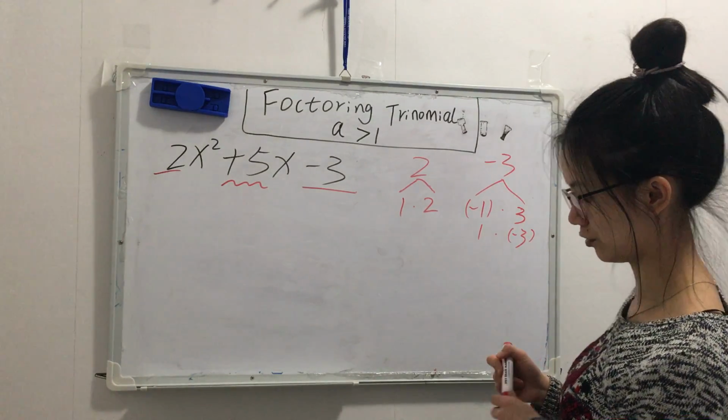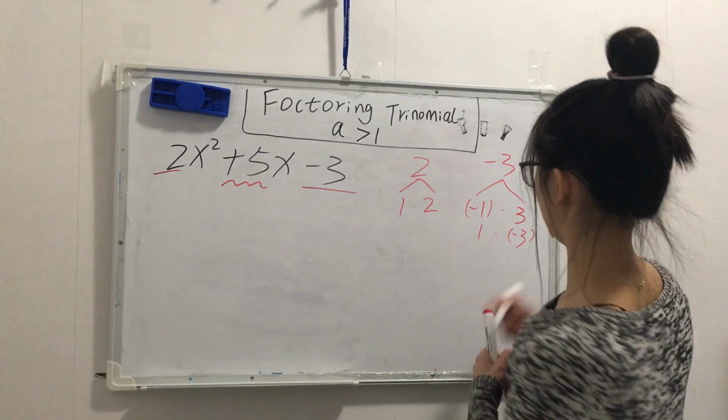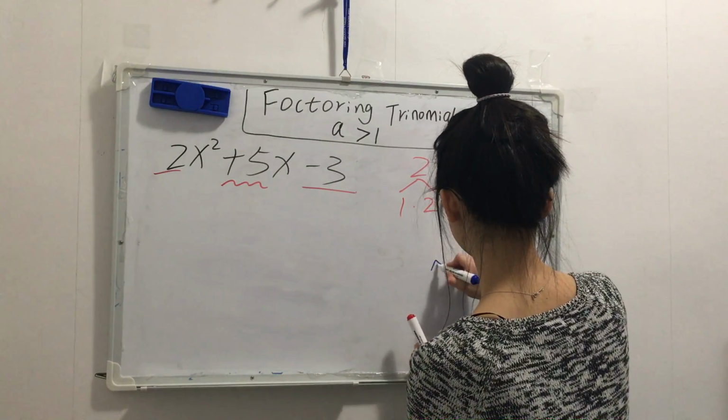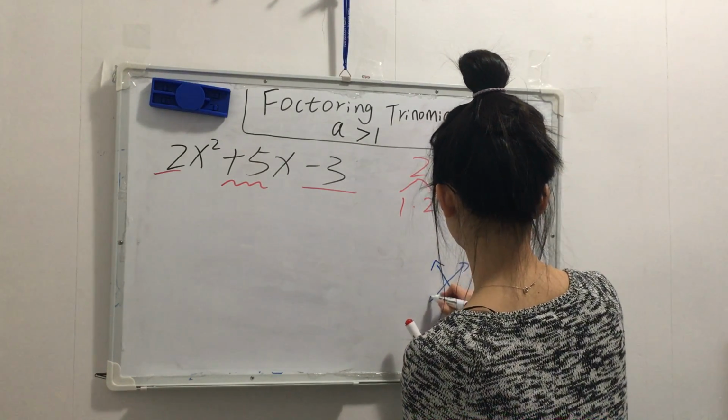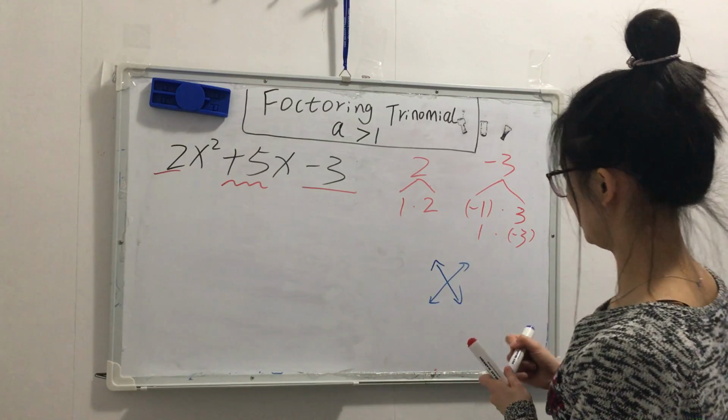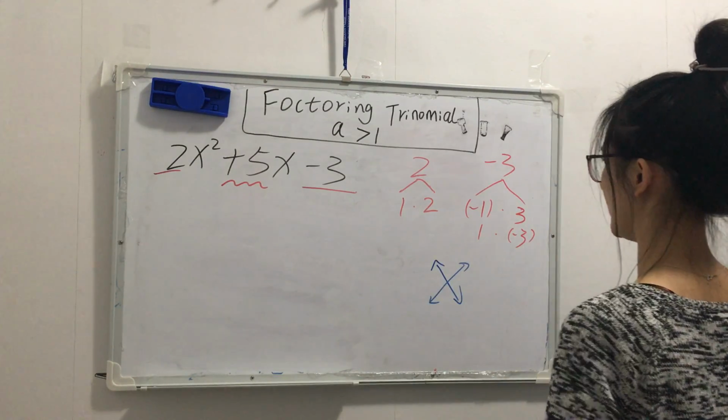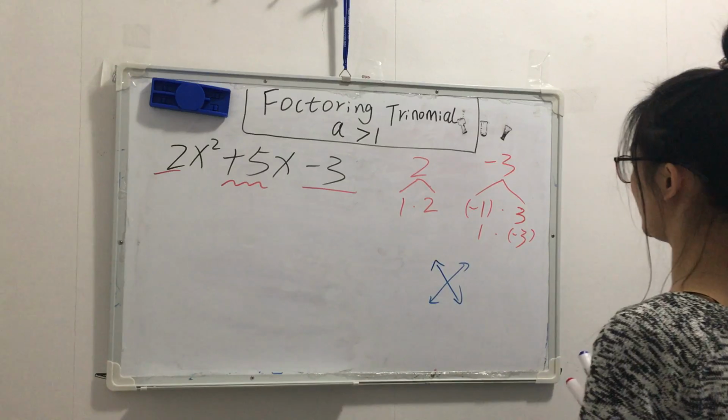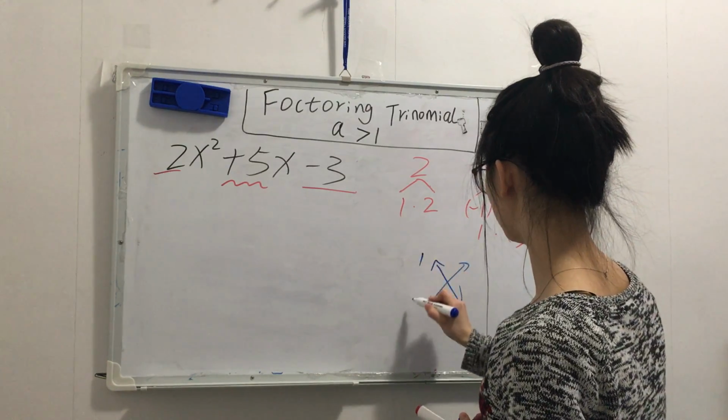Those are the combinations, no more others. Okay, so now we have cross multiply. This side we write the A term. This side we write the C term. Okay, the A term is 1, 2.